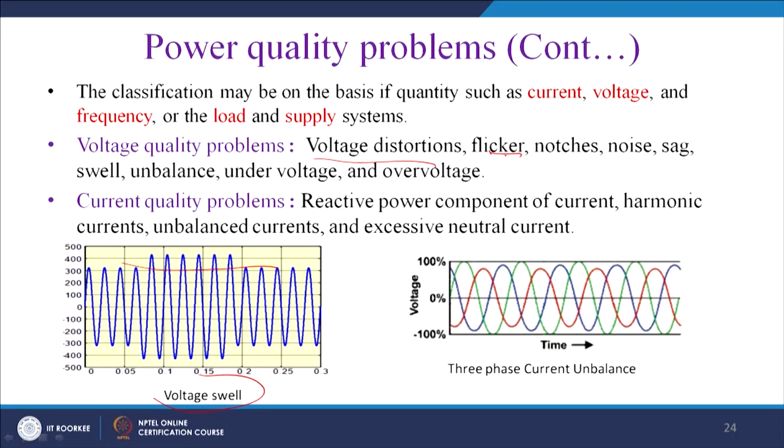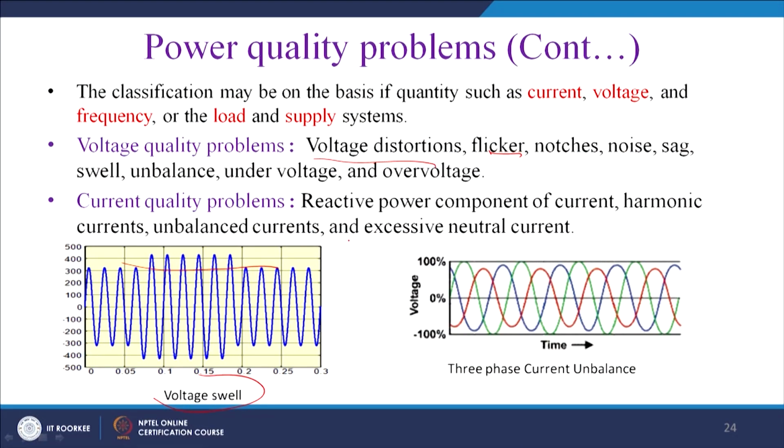The classification may be on the basis of current, voltage and frequency, or the load and supply system. Voltage quality problems are voltage distortion, flickers, which we have shown, notches, noise, sag, swell, unbalance, under voltage and over voltage. These are the categories of power quality. And current quality problems are the reactive power component of current, harmonics, unbalanced current and excessive neutral current. These are the power quality problems related to current.